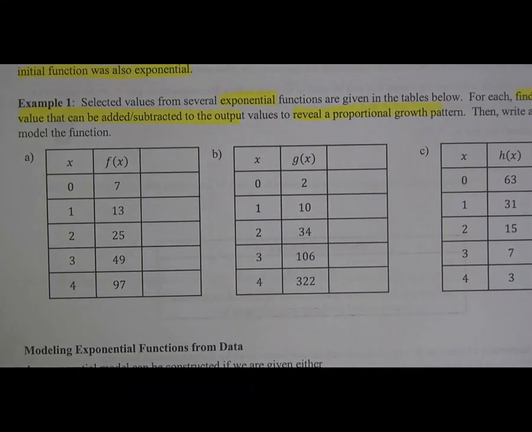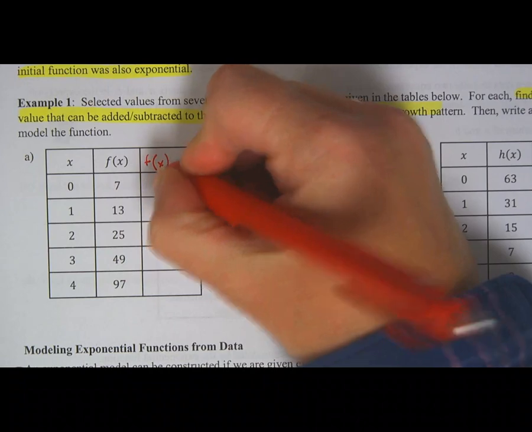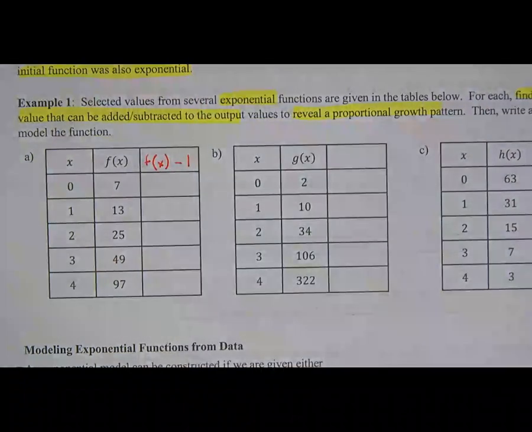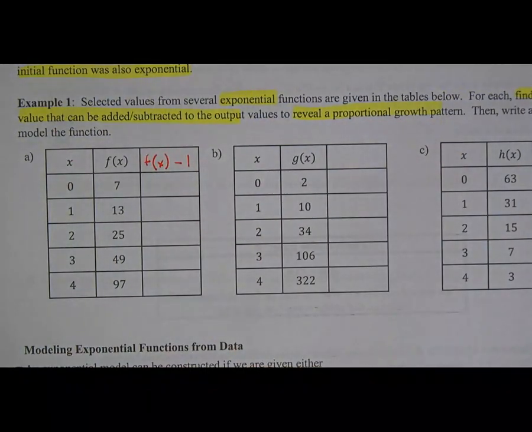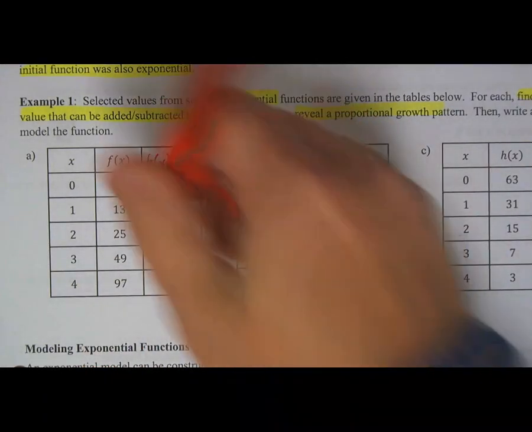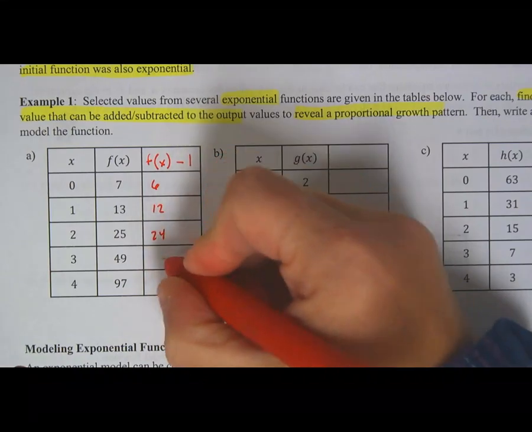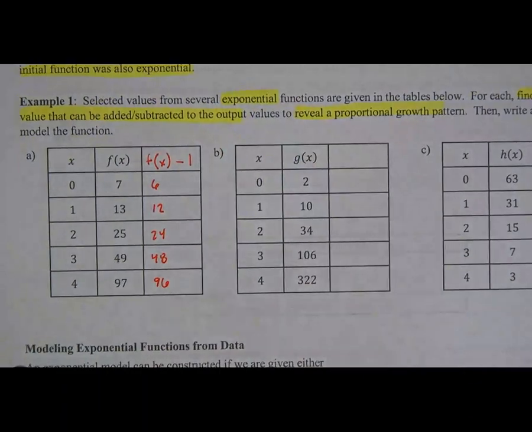The first one I'm just going to show you. I want you to take f of x, those y values, those output values, and I want you to subtract 1 from all of them. And I want you to put those numbers in this column of the table. So you're taking your output values and you're subtracting 1. That would give us 6, 12, 24, 48, 96.